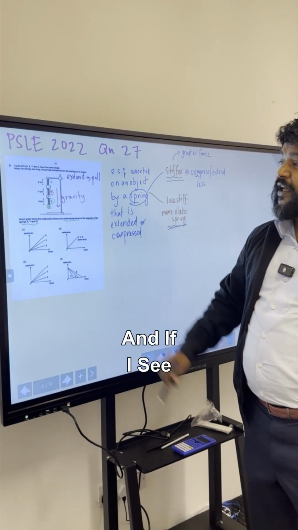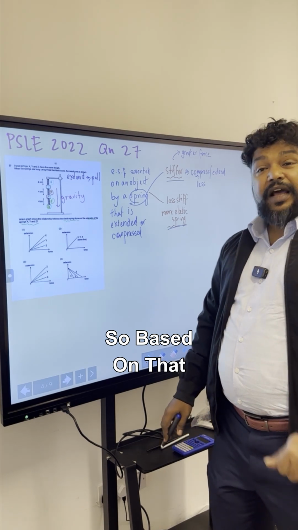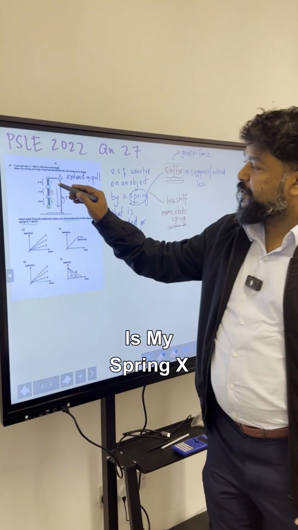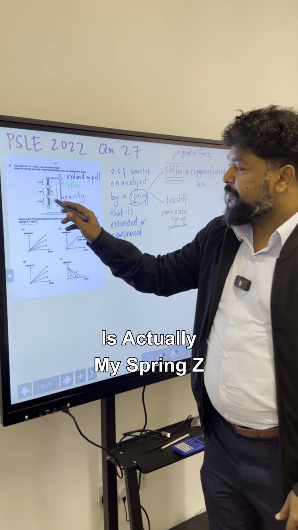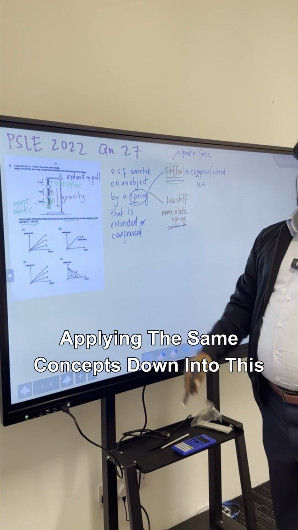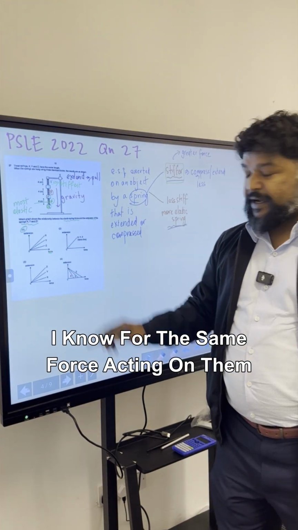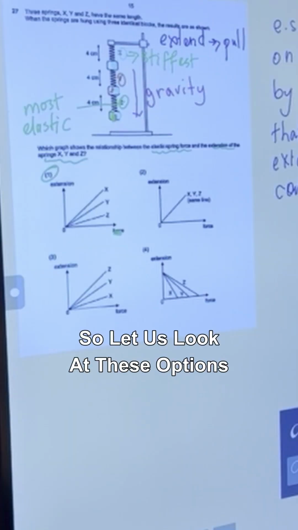And if I see all these springs are extended to the same amount, based on that, I know that the stiffer spring is my spring X, and my most elastic spring is actually my spring Z. Now moving on, applying the same concepts down into this, I know for the same force acting on them, the less stiff spring will extend more than the stiffer spring. So let's look at these options.